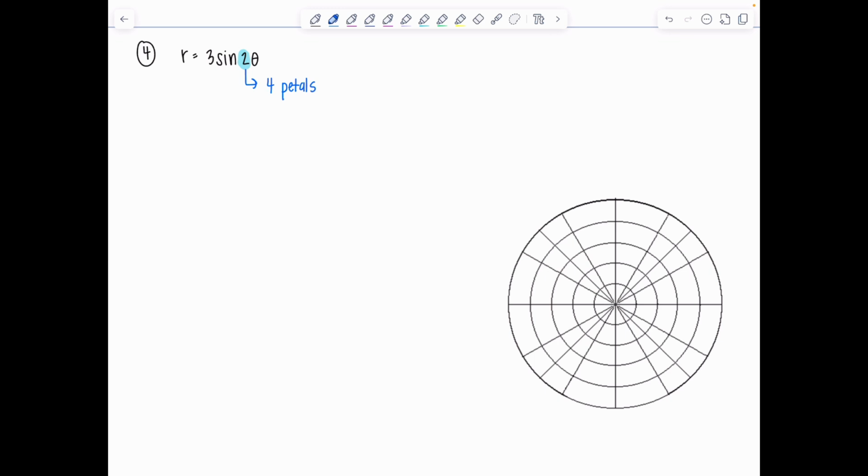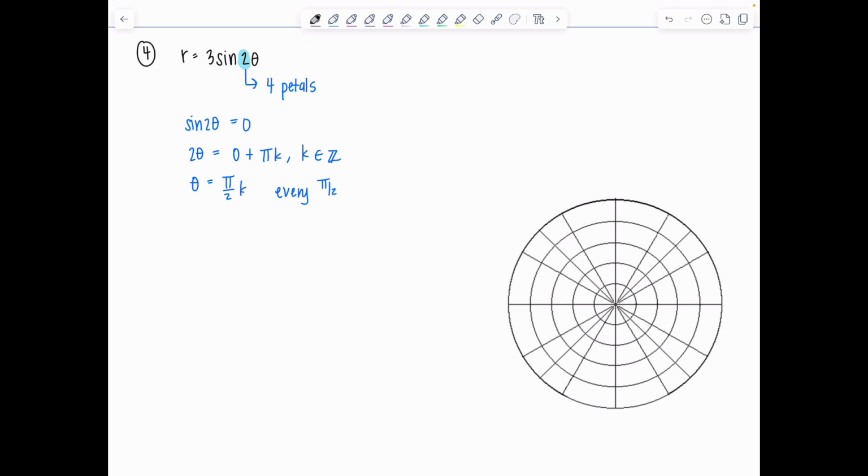So again, you want to see how long it takes for a petal to get traced out. Set r equal to 0. So let me think. Sine is 0 at 0 plus pi k, where k is an integer. So theta, 0 divided by 2 is still 0, so pi over 2 k. So every pi over 2, a petal gets traced out. But if I have 4 petals, it's going to take all the way from 0 to 2 pi for the whole thing to get traced out.